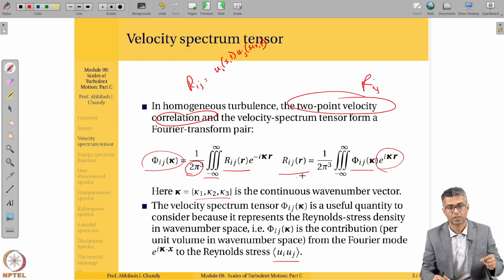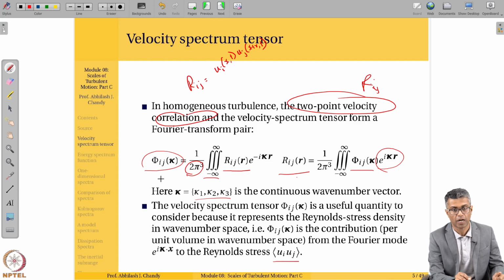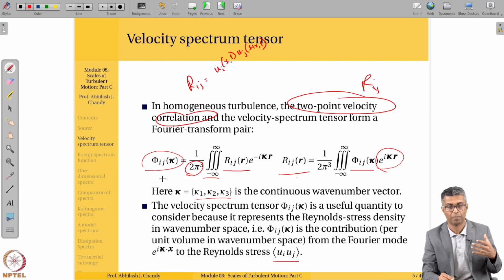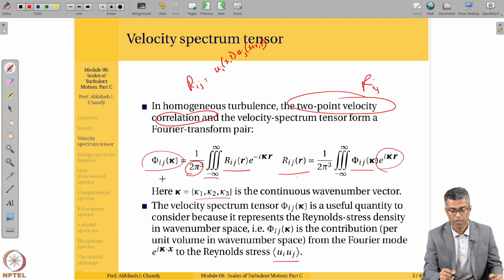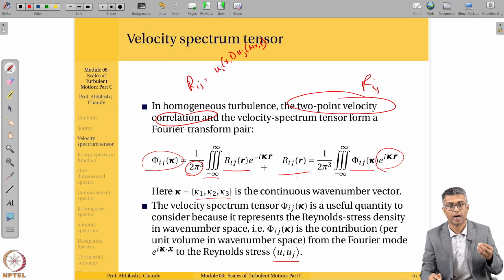And the velocity spectrum tensor and the 2-point correlation basically form a Fourier transform pair. So the velocity spectrum tensor is phi ij of kappa. Kappa is in bold, so it's a wave number vector with three components, kappa 1, kappa 2, and kappa 3. And it's a continuous wave number vector. And you have it as Rij e to the minus i kappa r, where obviously i is a complex number.